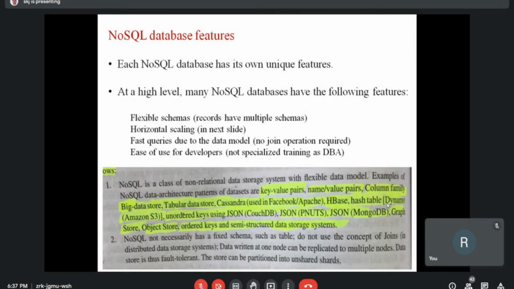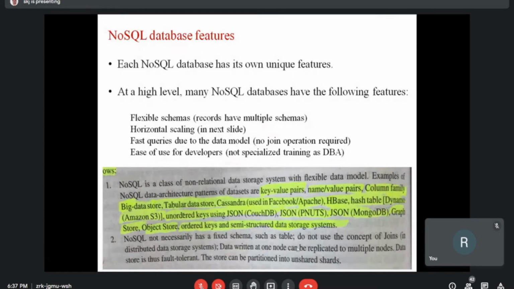Ease of use for the developer. A developer can understand and use it easily compared to relational, whereas in a relational database, special training is required for the database administrator. And many students might have experience from their internship training with MongoDB and Cassandra. They are very popular NoSQL databases. Okay, that we will also discuss.